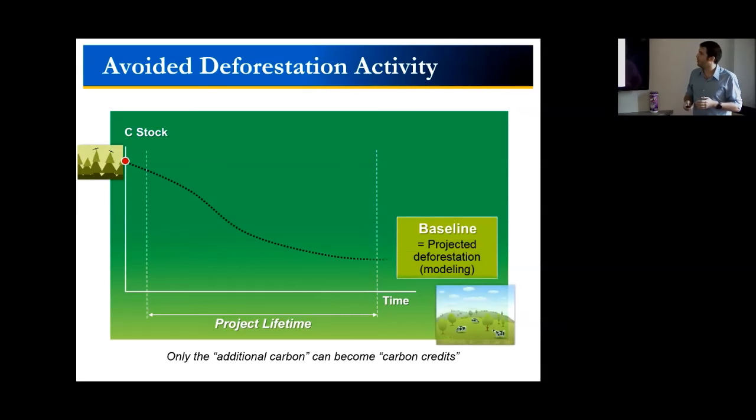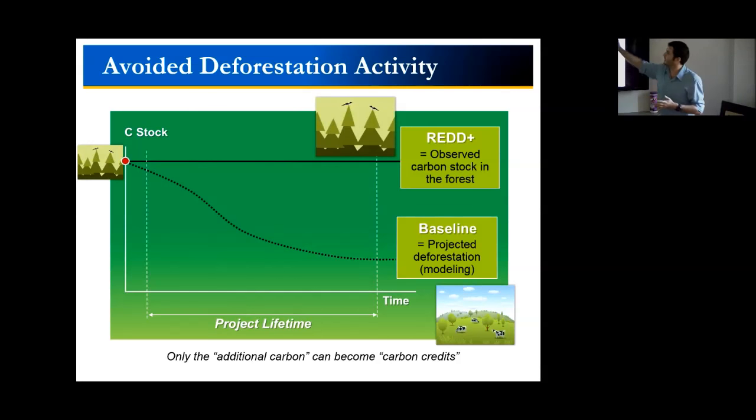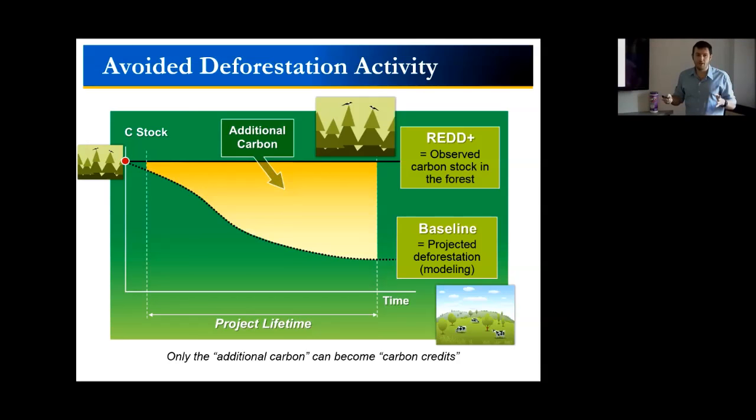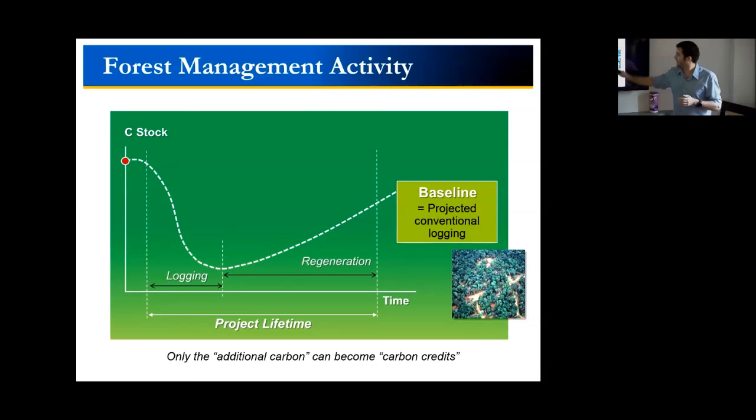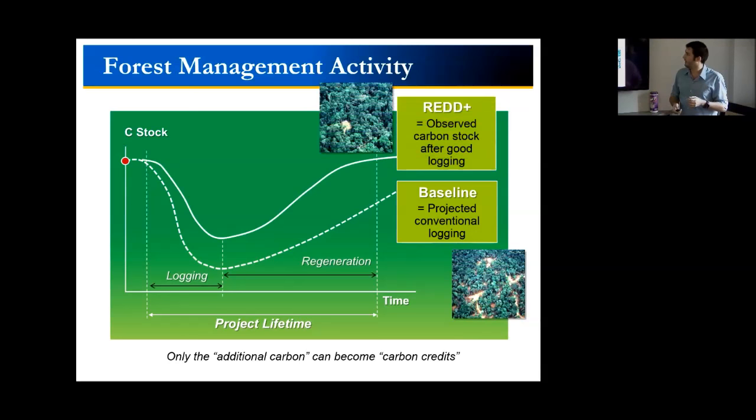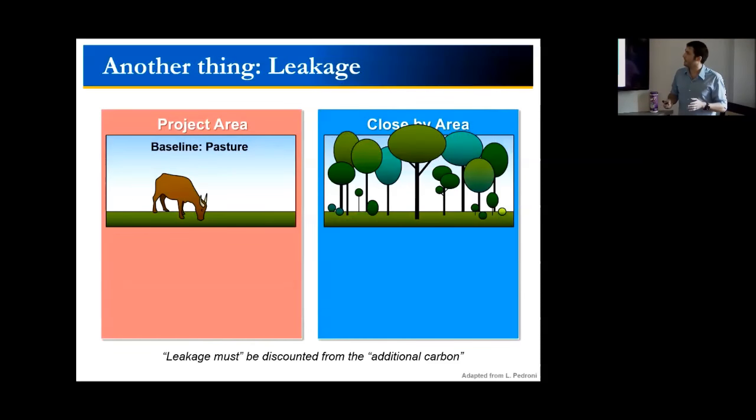Okay. The same goes for avoided deforestation. You have a forest, you need to somehow project what's going to happen to that forest, and then what is the scenario under REDD, the protection scenario. And then again, you have this additional carbon. This is what's going to create the carbon credits. And the same thing for forest management activities. For instance, the example that I showed you, reduced conventional logging, where you can have reduced impact logging, you also have such. Okay?